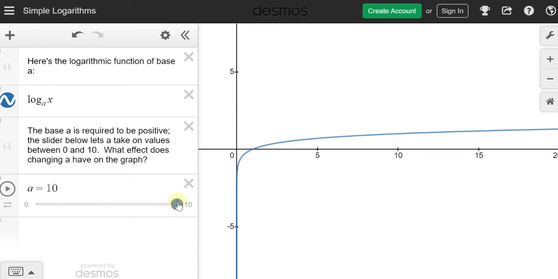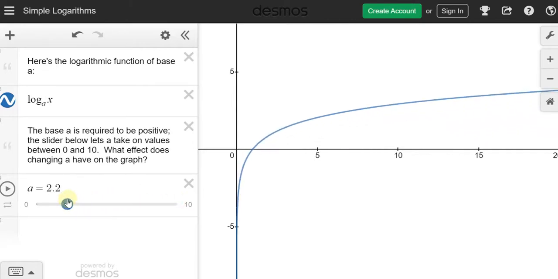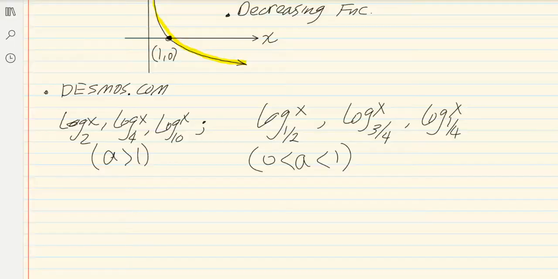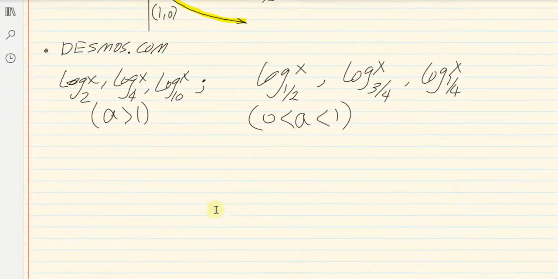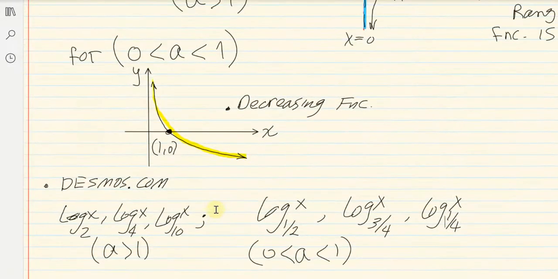And there you have it. So that's all I wanted to show you on logarithms. And with that, we are done with this section.